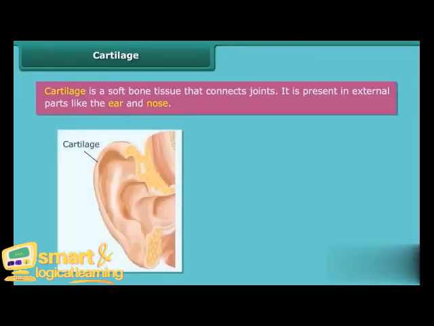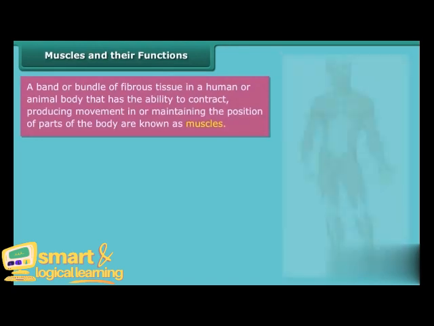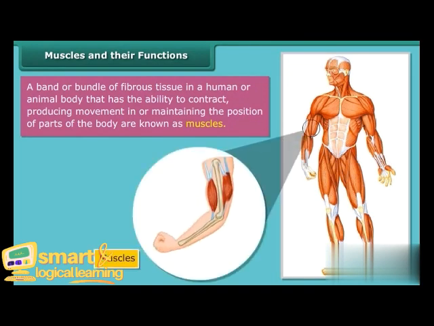Cartilage. Cartilage is a soft bone tissue that connects joints. It is present in external parts like the ear and nose. Muscles and their functions. A band or bundle of fibrous tissue in a human or animal body that has the ability to contract, producing movement in or maintaining the position of parts of the body are known as muscles. The movement of body is controlled by alternate contractions and relaxations of two sets of muscles.